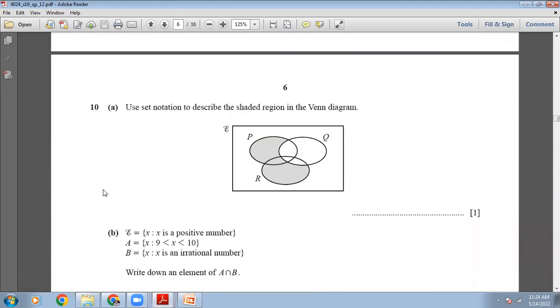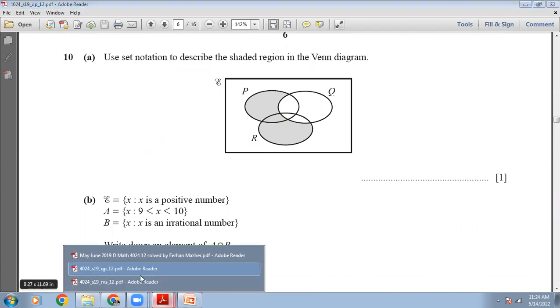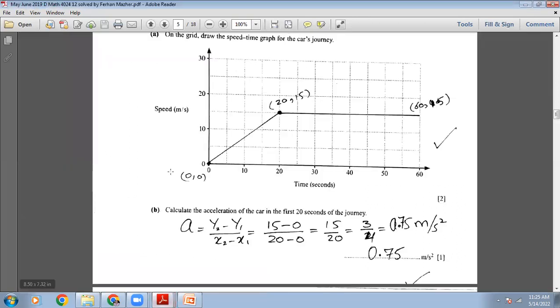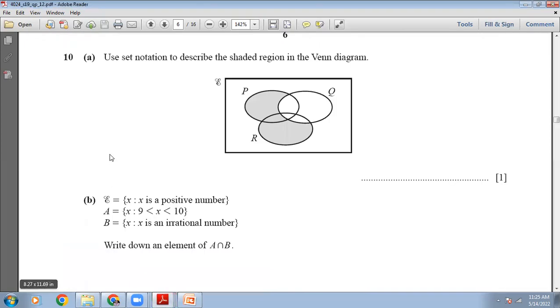The next question is coming up on your screen, and that is question number 10. It says, use set notation to describe the shaded region in the Venn diagram. This shaded region represents Q complement intersection P union R. You have to remain outside Q, and you have shaded outside Q the area of P and R. So that is called Q complement intersection bracket P union R bracket closed. Hopefully you understand. Okay, so we are going to the next question.